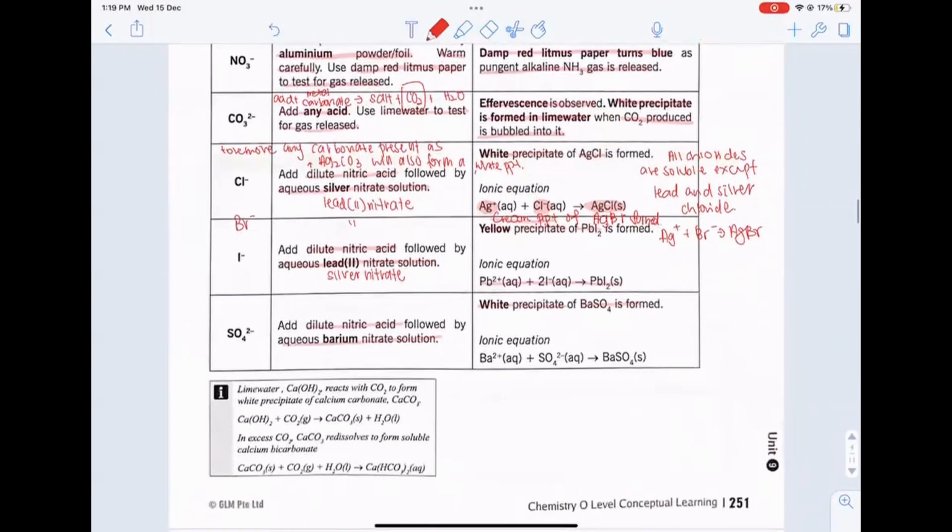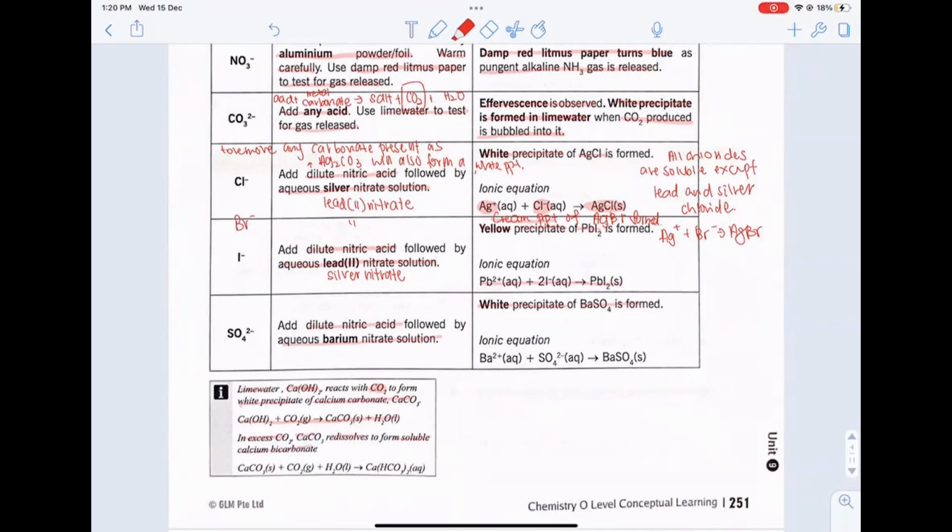Okay, next, please take note that lime water, which has the formula calcium hydroxide, Ca(OH)2, can react with carbon dioxide to form a white precipitate of calcium carbonate. This is the reaction. So this is why you will have a white precipitate formed in the presence of CO2 and lime water. In excess carbon dioxide, calcium carbonate redissolves to form soluble calcium bicarbonate.